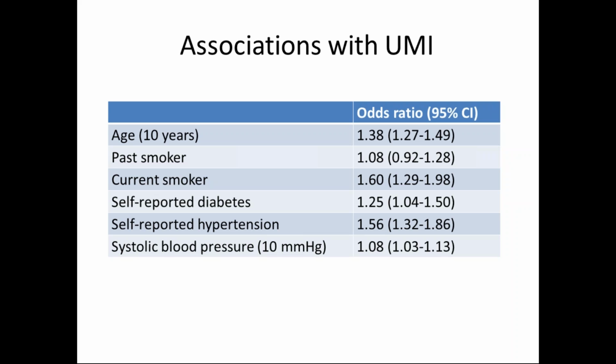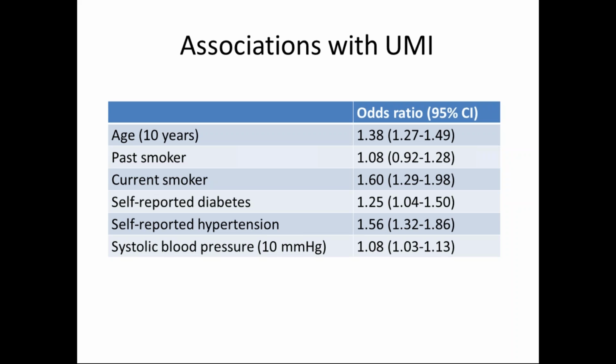At the same point in time, when we did the ECGs, we have information about their age, their smoking status, whether or not they have self-reported diabetes, self-reported hypertension, and also a measurement of their systolic blood pressure. And what you can see is that there are associations with unrecognized MI, and they're pretty much in the directions that we expected. Some of them are risk factors for MI in general, and actually all of these are risk factors for MI in general.